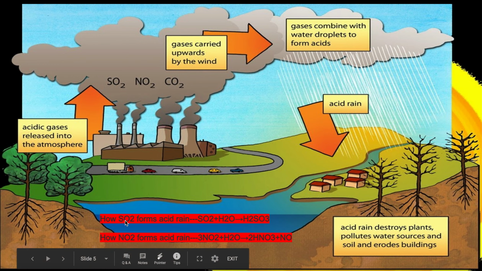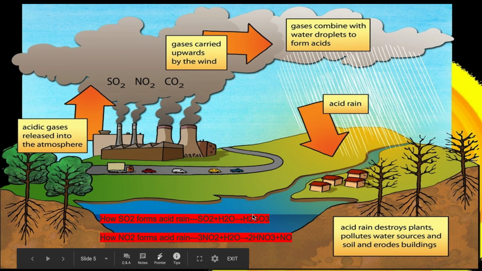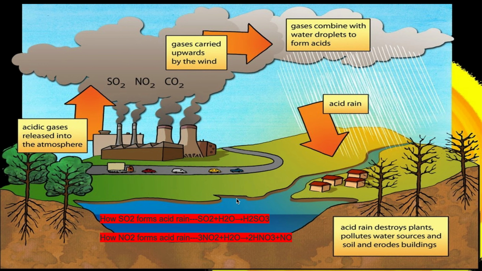But before that, here are the two highlighted balanced chemical equations. The first one shows that sulfur dioxide combines with water to form sulfurous acid, and the second one explains that nitrogen dioxide combines with water to form nitric acid and nitric oxide, and both of the nitric acid and sulfurous acid are acids. They are the chemical compositions of acid rain.